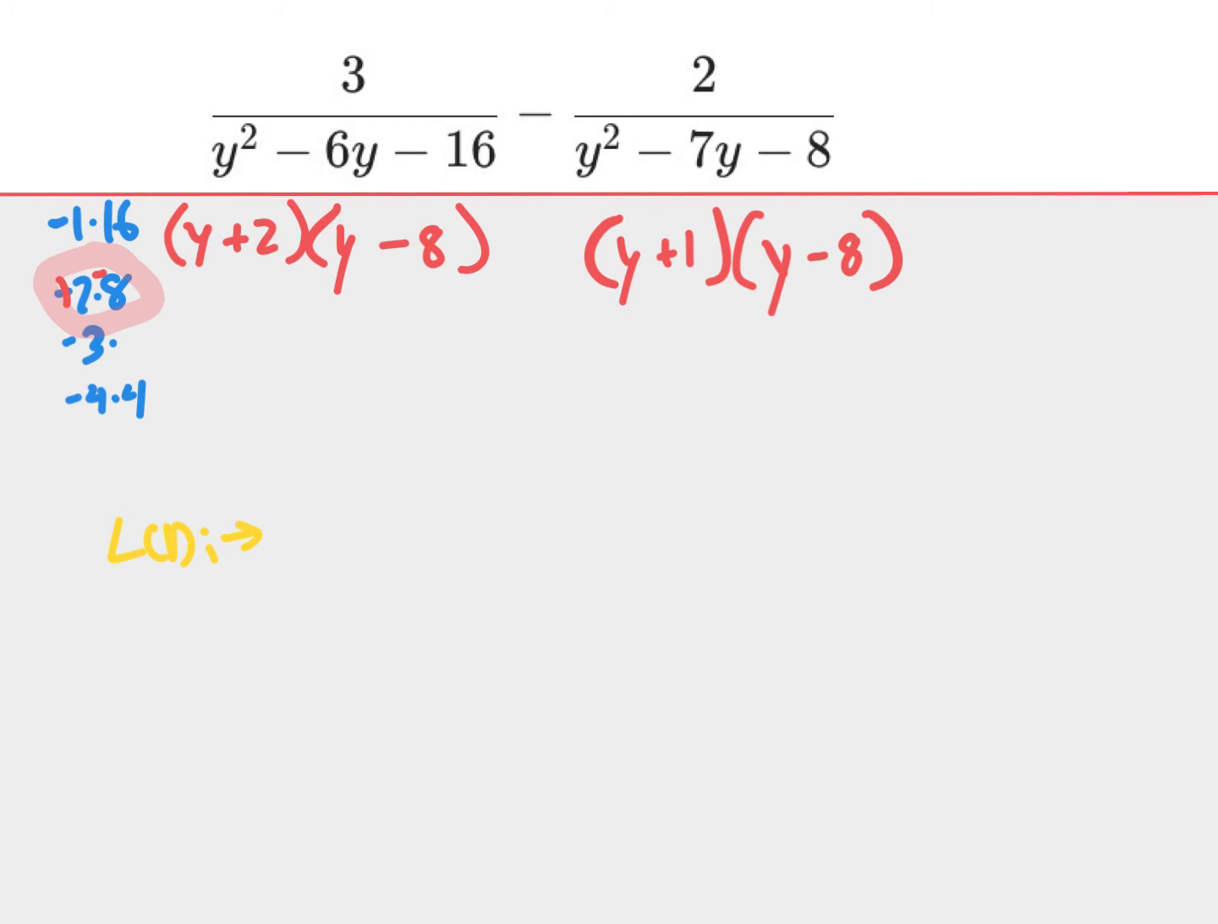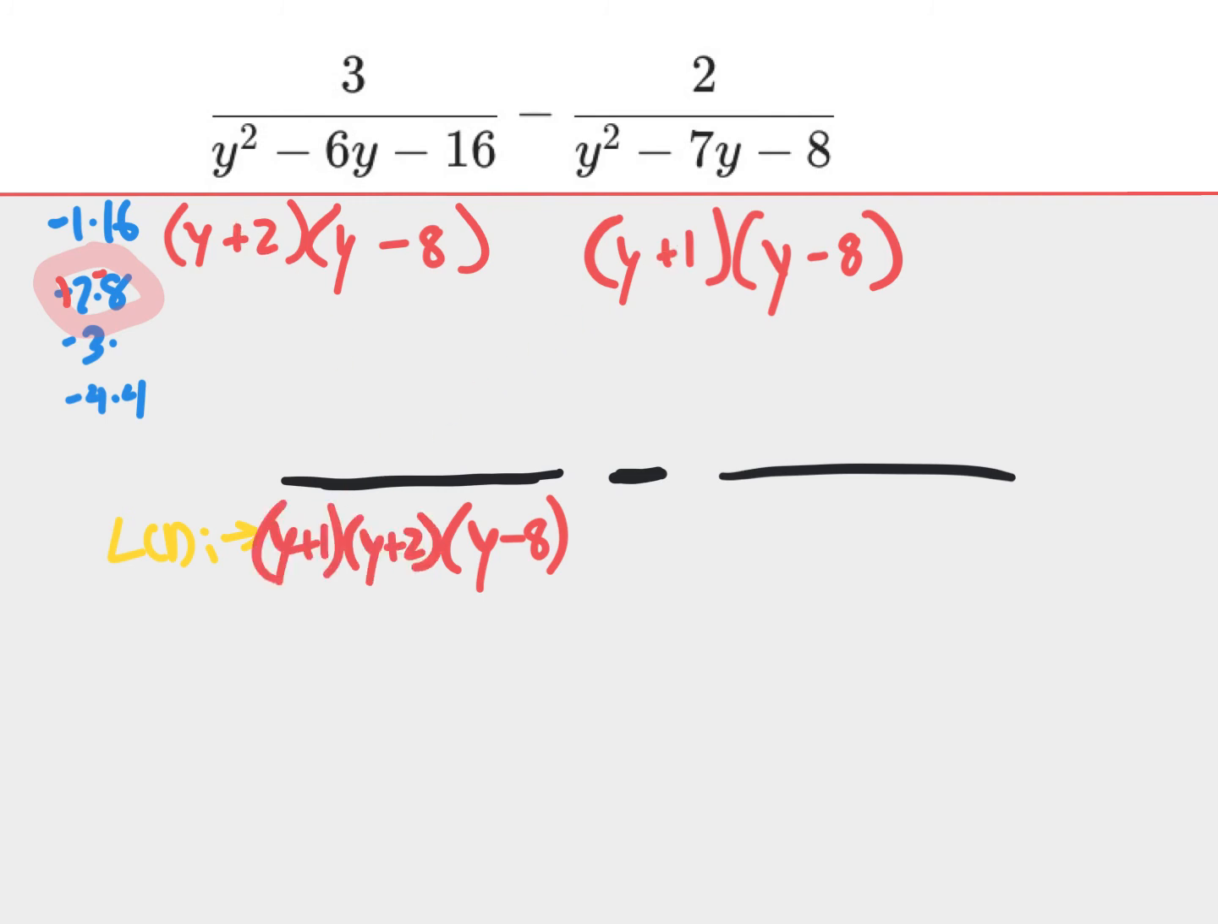So again, I have two fractions that I want to subtract. So I'm going to start by writing my two fractions that I want to subtract. Okay, and down here I'm going to write the LCD. What repeats? The y minus 8. So I'm going to bring that down and write it once. And what else is left over? Well, there's a y plus 1 and there's a y plus 2. So I'm going to write the y plus 1 and the y plus 2 down here as well. That's what comes down. So this is my common denominator, my lowest common denominator.